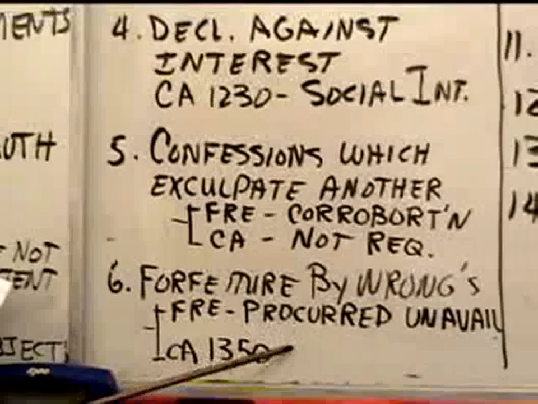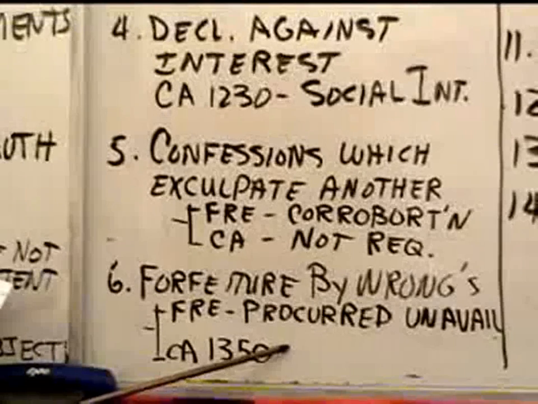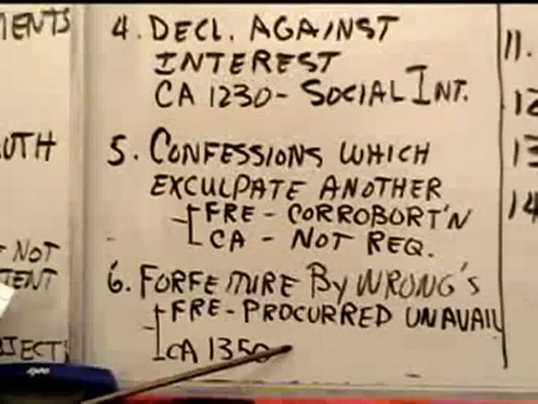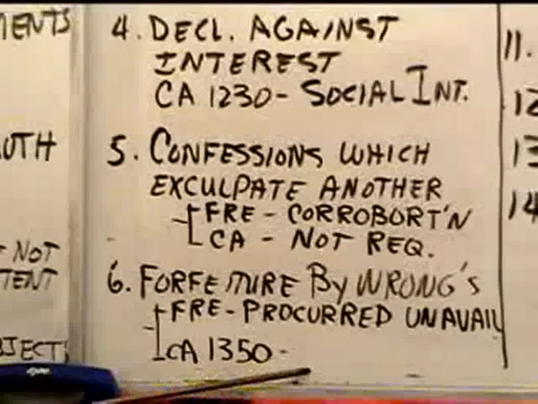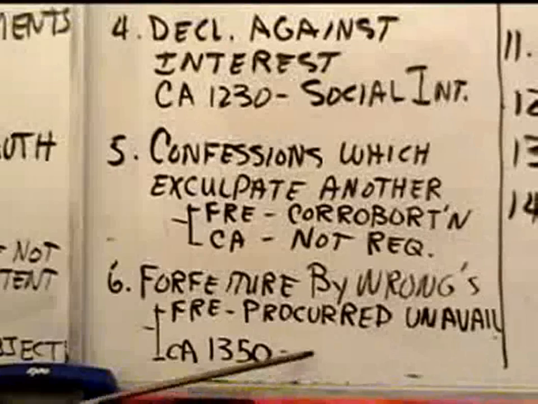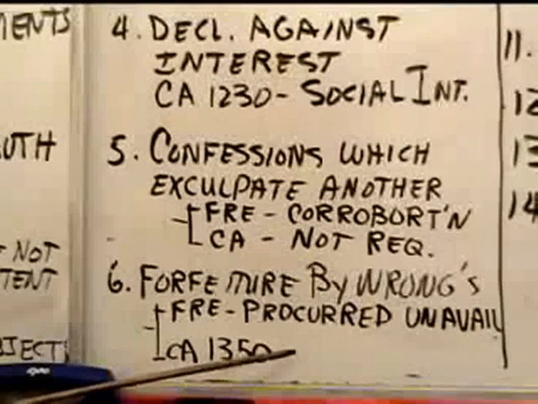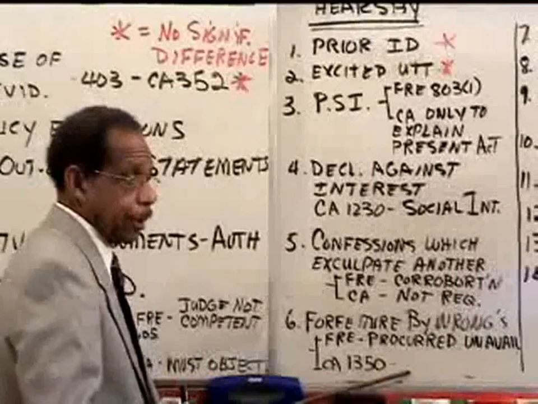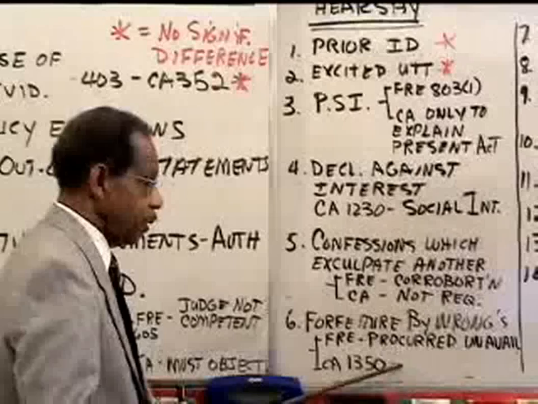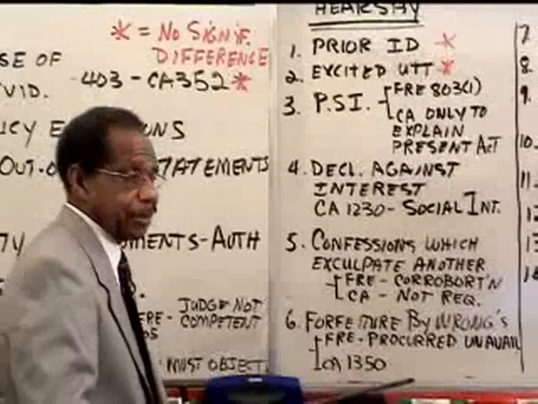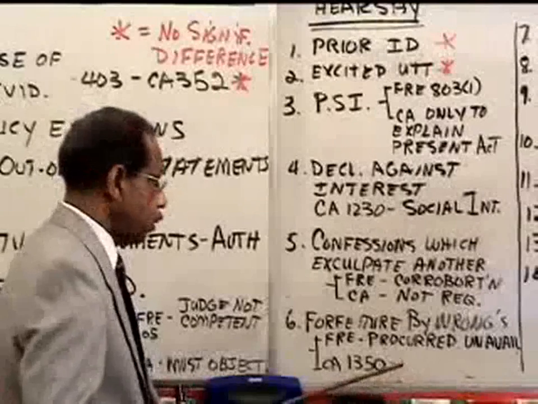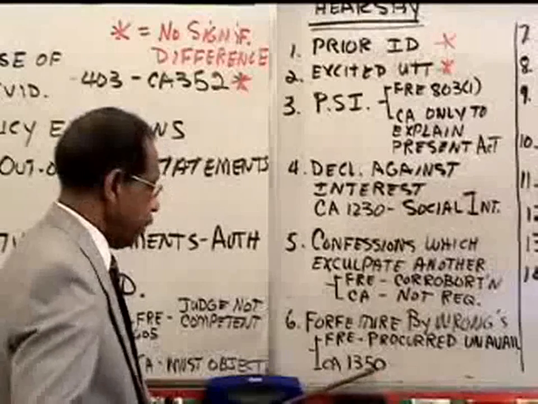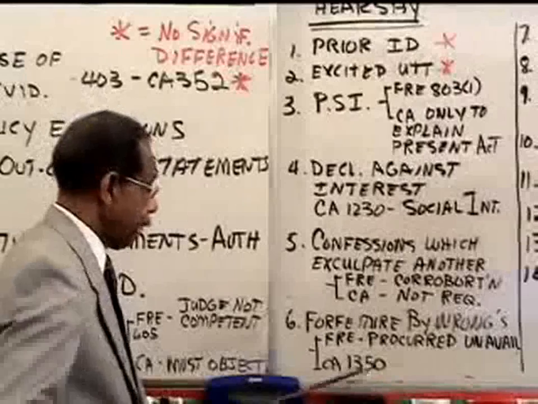In that case, you still need a tape recording of what the witness had to say. And that tape recording has to be made to a police officer or some law enforcement official. And in addition to it being made to a law enforcement official, it needs to be notarized. And finally, you have to give the other side notice that you intend to bring in that statement. So it takes all of that to get a hearsay statement in at a criminal trial based on 1350. And that's item six.